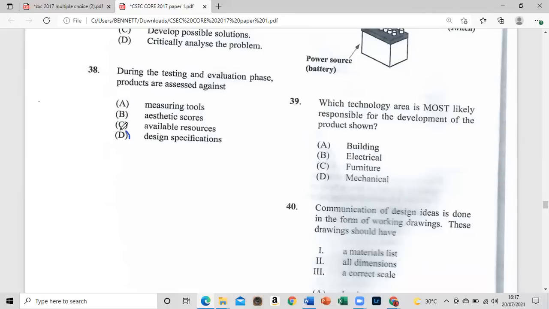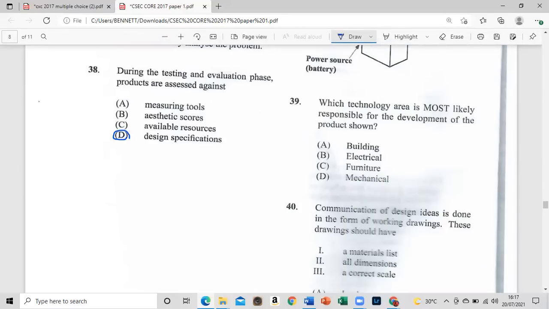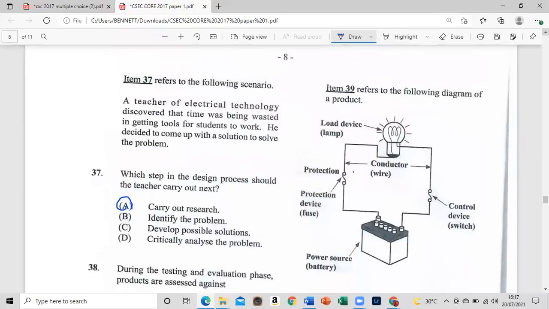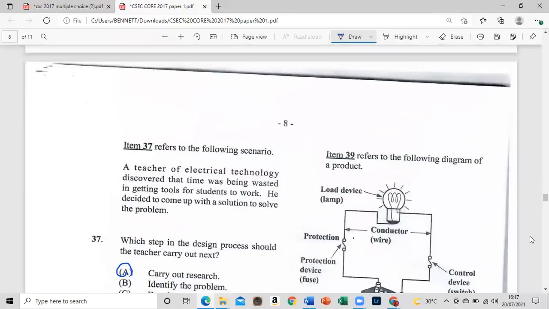Guys, just in case you are wondering, if it's on the screen, why am I reading it? Just in case you are distracted, at least you are hearing it and you will remember reading, all right?